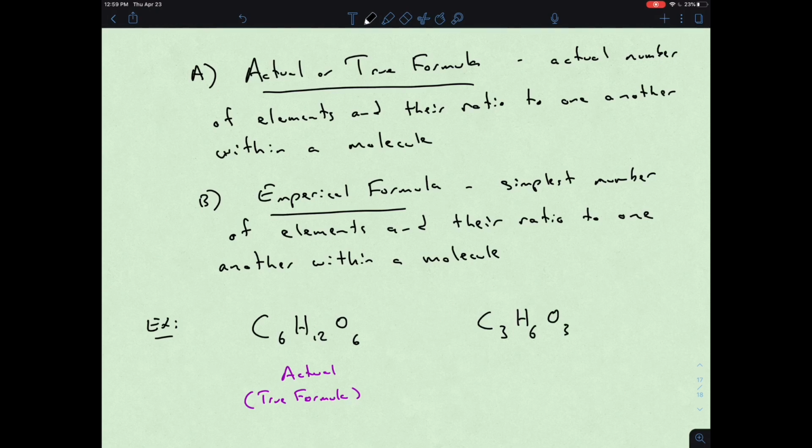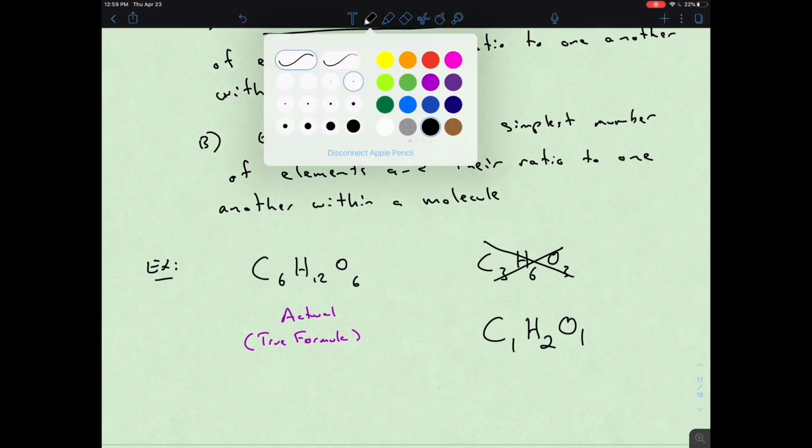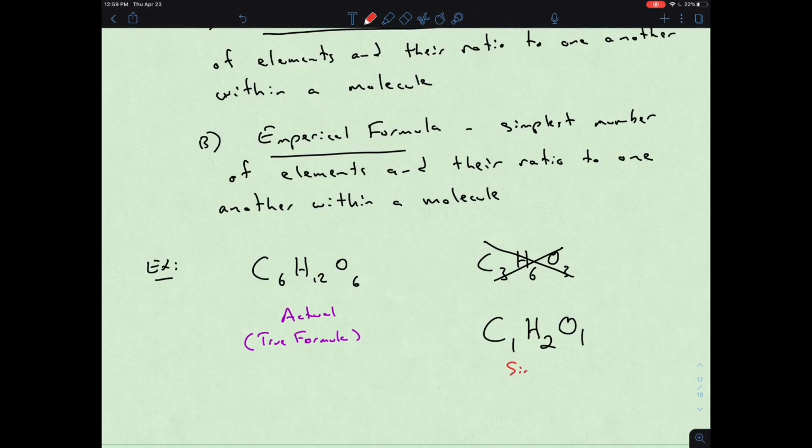but then we could also represent that as C3H6O3, or go even further and say, oh, really it's C1H2O1. And that now is the simplest, or the empirical formula. So that's the nature of those two. We'll get more into that as we go.